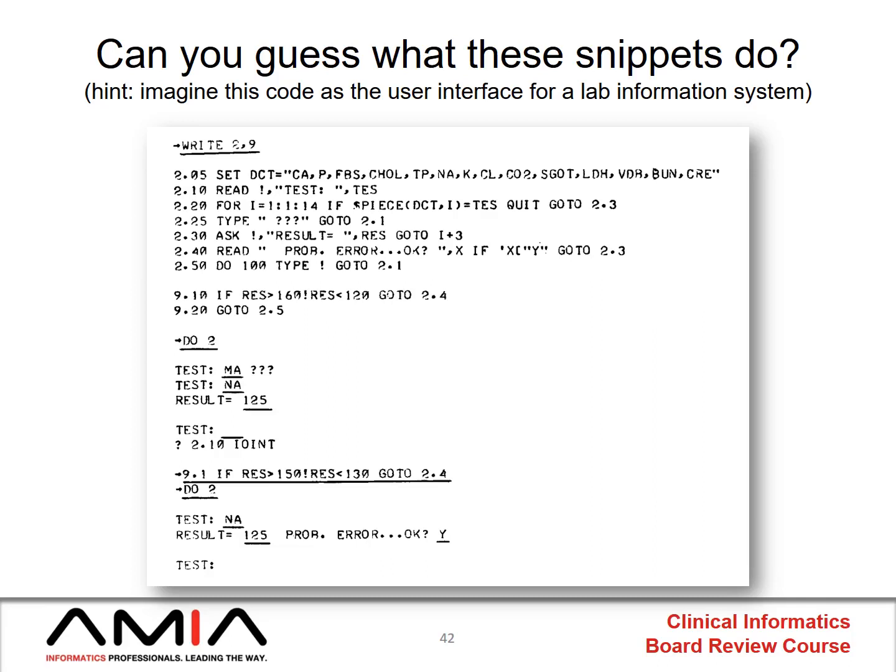You can see when they do program number 2 and they type in MA, it throws an error and throws you 3 question marks. Like, what are you talking about? So until the user types in NA, and then it prompts them for the result of 125.